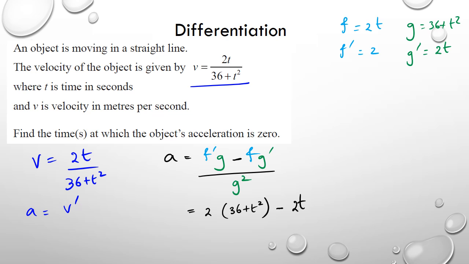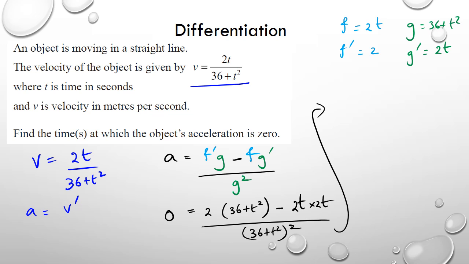All right, 2t, and then g dash is also 2t. Is that okay? And the whole thing is divided by (36 plus t squared) to the power of 2. Now, they're asking you to find when acceleration equals 0, so I can put this whole thing equal to 0. If a number is being divided by another number, for it to equal 0, only the numerator has to be 0.